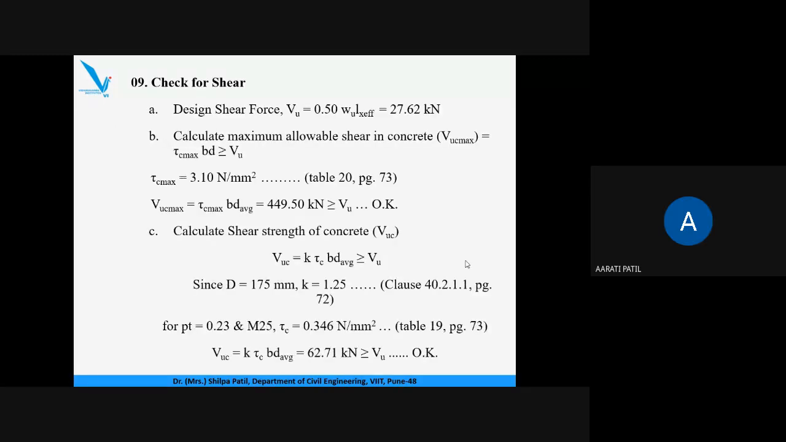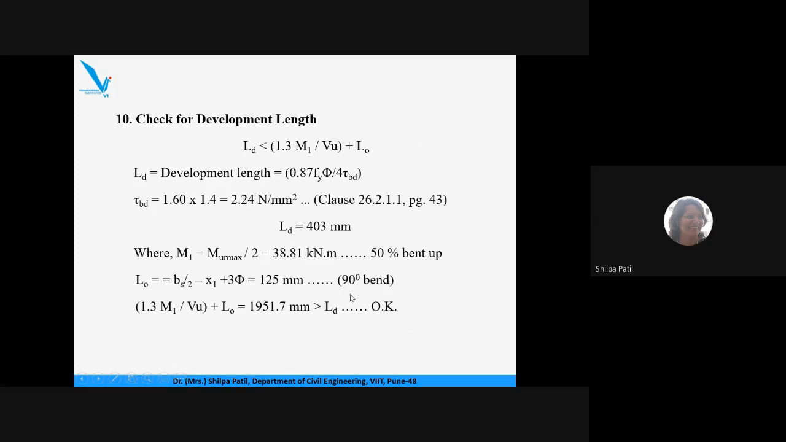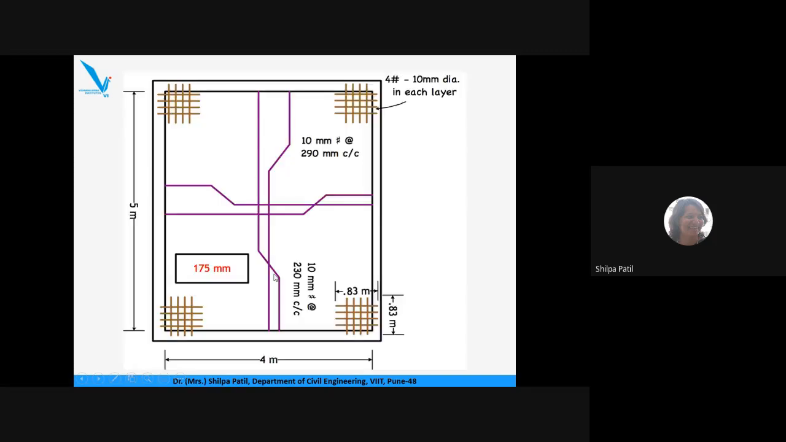Check for shear. Already discussed in the earlier problem. The steps will remain the same. Shear force, see here how it is calculated: 0.5 WLx, WL by 2, simple formula, okay? And then the rest of the steps will remain the same. Check for development length, again the rest is the same, whatever we have discussed for the earlier problem, it will remain the same.